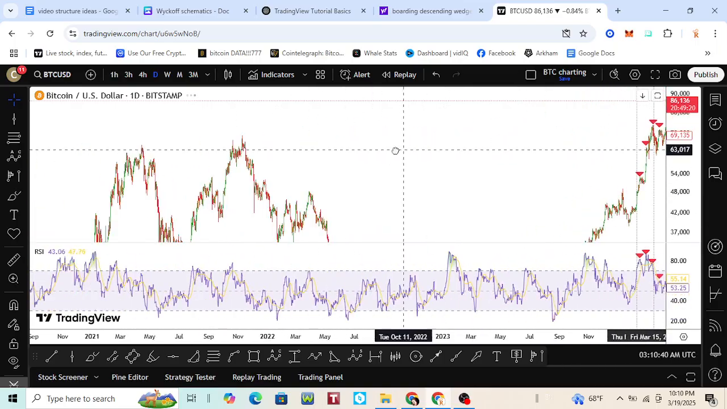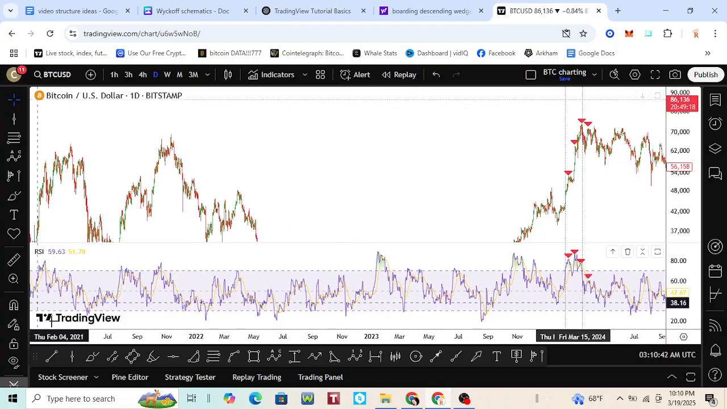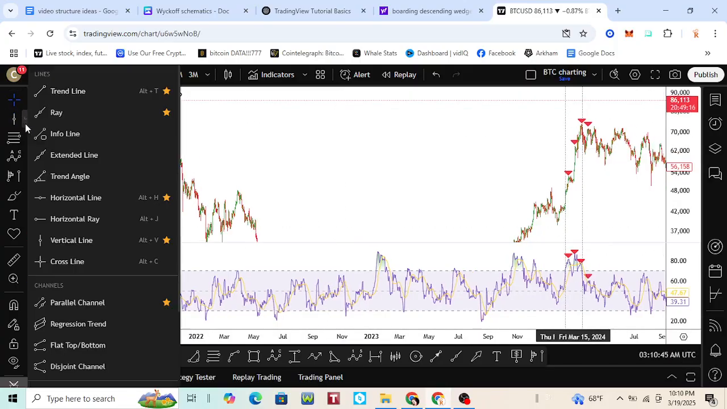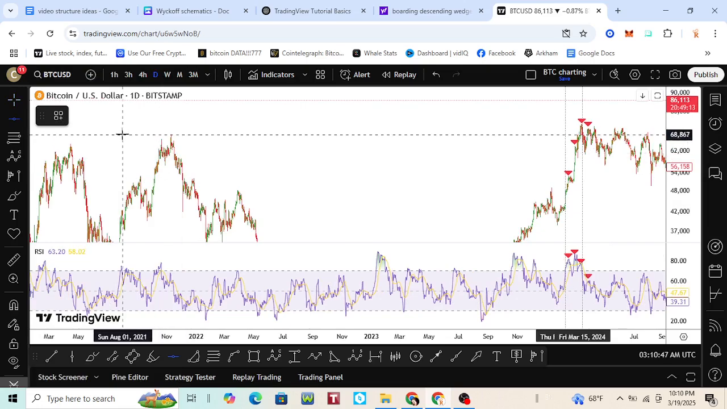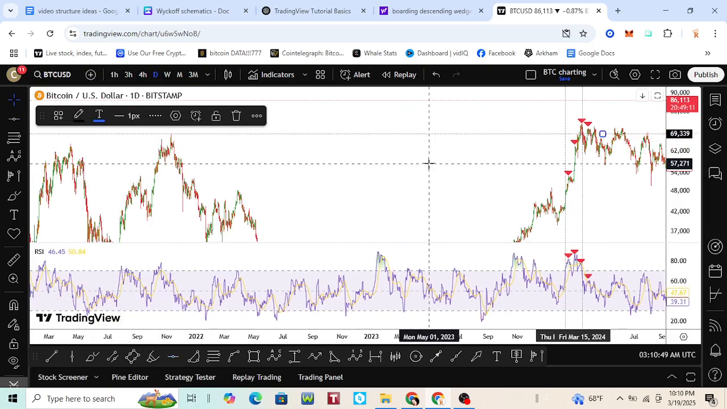That's why you also have to look at things at a higher time frame. So let's go ahead and put a horizontal line right here at the tippity top of the market, right?